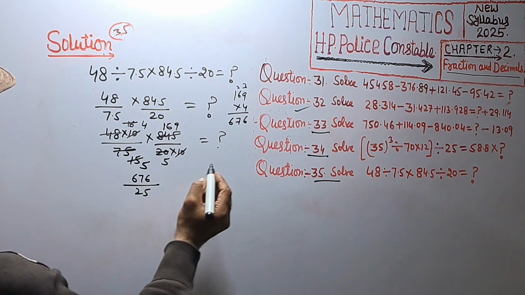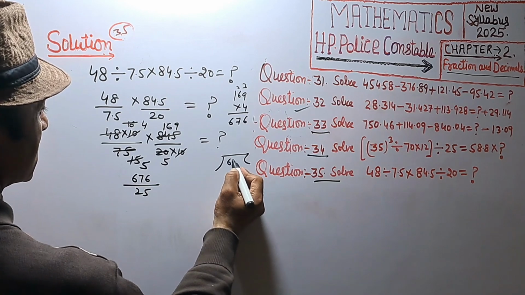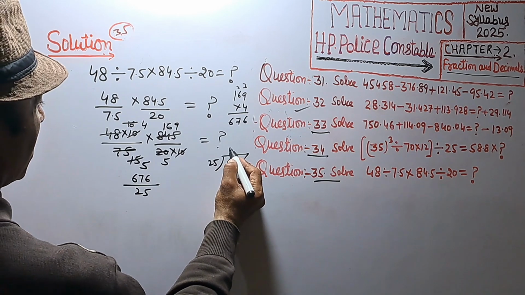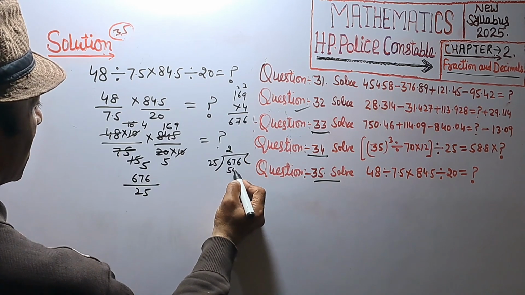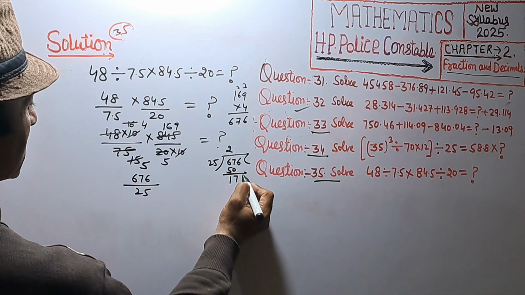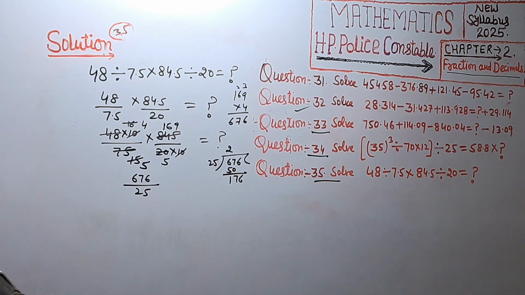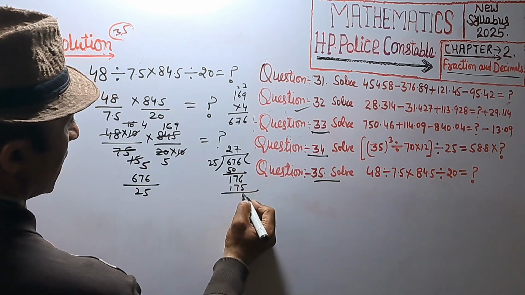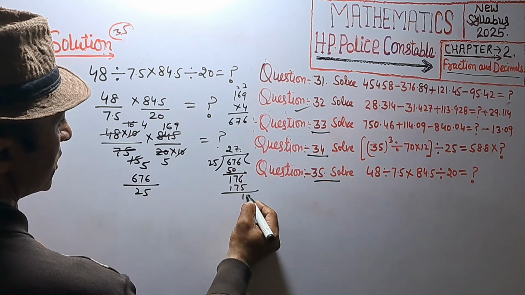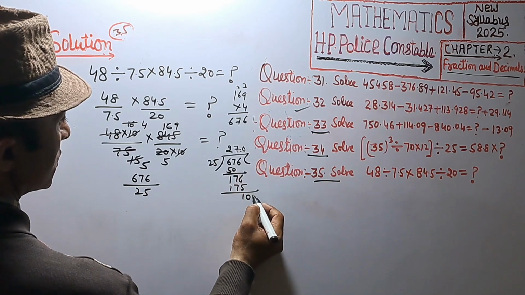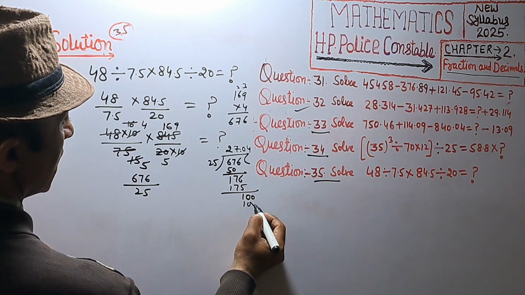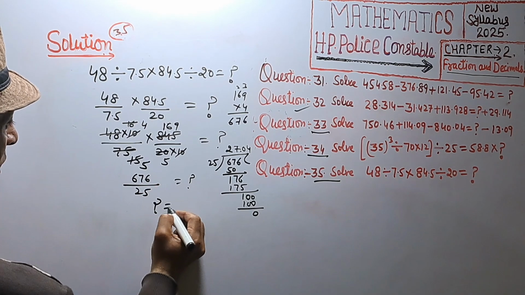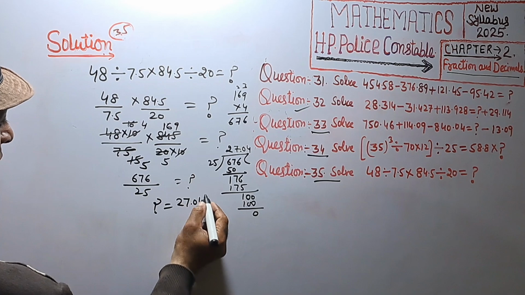676 divided by 25. 25 2s are 50. 7 1 and 6. 25 7s are 175 and 4 25s are 100. So we get ? equal to 27.04.